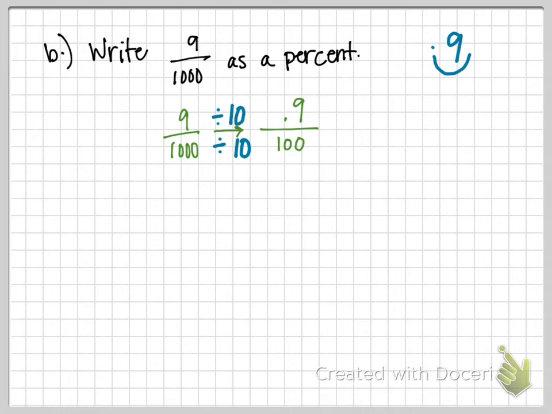Can you write that as a percent? Sam? 0.9%. You can say 0.9 or you can just say .9. The 0 just helps make sure you see the decimal, basically, right? But it is still correct just to say .9%.